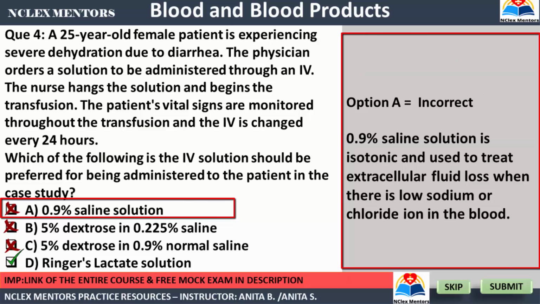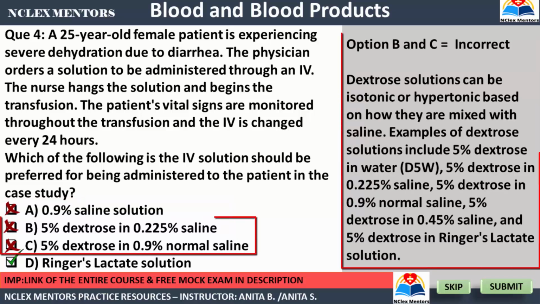Other types of IV solutions include 0.9% saline solution, which is isotonic and used to treat extracellular fluid loss when there is low sodium or chloride ion in the blood, and dextrose solutions, which can be isotonic or hypertonic based on how they are mixed with saline. Examples of dextrose solutions include 5% dextrose in water, D5W, 5% dextrose in 0.225% saline, 5% dextrose in 0.9% normal saline, 5% dextrose in 0.45% saline, and 5% dextrose in Ringer's lactate solution.